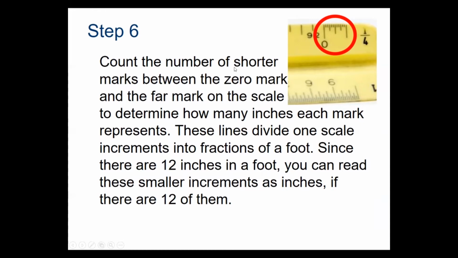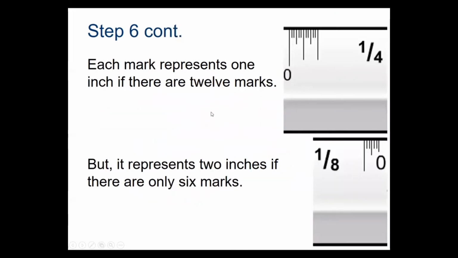Whereas on the other one that we're looking at down here, it's got more than 12 little lines: 1, 2, 3, 4, 5, 6, 7, 8, a whole bunch. So we'd have to figure that out, but we can get help from these markings here as well. This is tricky, figuring out how it's marked and what each mark means. All right, so step 6. Each mark represents 1 inch in this 1/4 inch scale because there are 12 marks, but it represents 2 inches if there are only 6 marks. Here you can see the 1/8 inch scale. You have 1, 2, 3, 4, 5, 6. From 0 to the end mark, you have 6 ones.